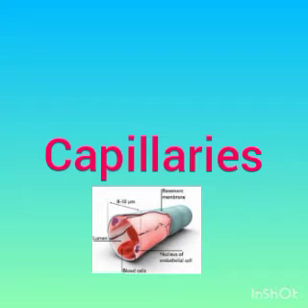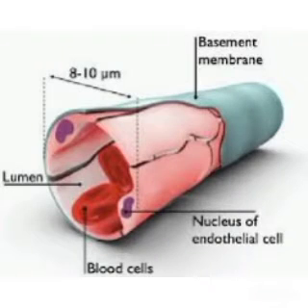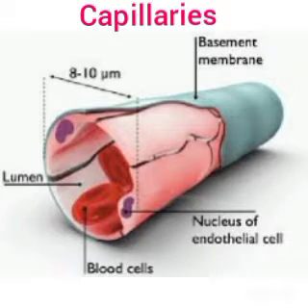Okay, and the next topic is about capillaries. The smallest blood vessels are called capillaries. They are typically less than 1 millimeter long. The diameter is so small that red blood cells travel single file. Only one red blood cell can travel through the plasma at a time, that means only one red blood cell will be transported.